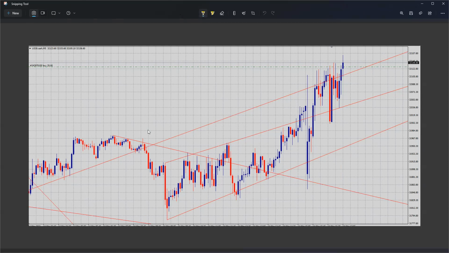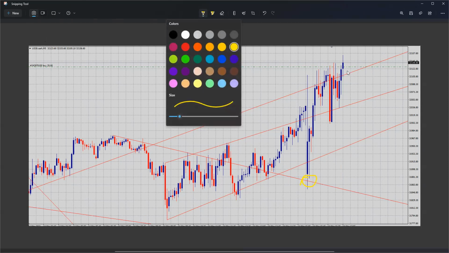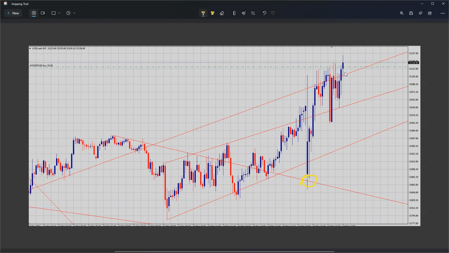Even during CPI, I had this trend line here. You can see the CPI candle came, retested my trend line, shot all the way up. The trade we just took right here, this candle right here is retesting the trend line. So this is a perfect thing, right? It's retesting and going up.